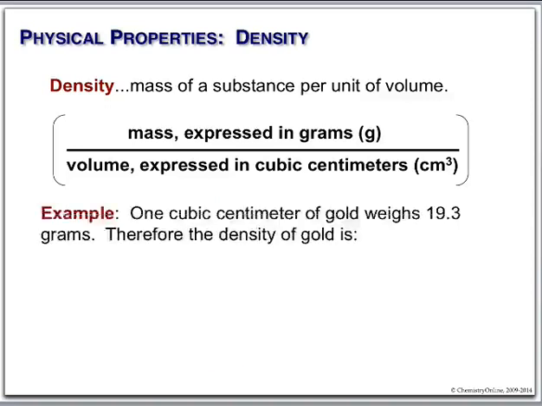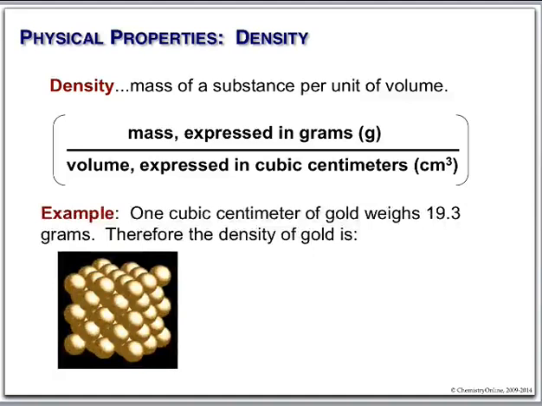All right. If I tell you I have a lump of gold, and that lump of gold is 1 cubic centimeter, and I weigh it, and it weighs 19.3 grams, what is its density? Simply, mass divided by its volume. Its mass is 19.3 grams. Its volume is 1 cubic centimeter. 19.3 grams per cubic centimeter. And that's all density is.